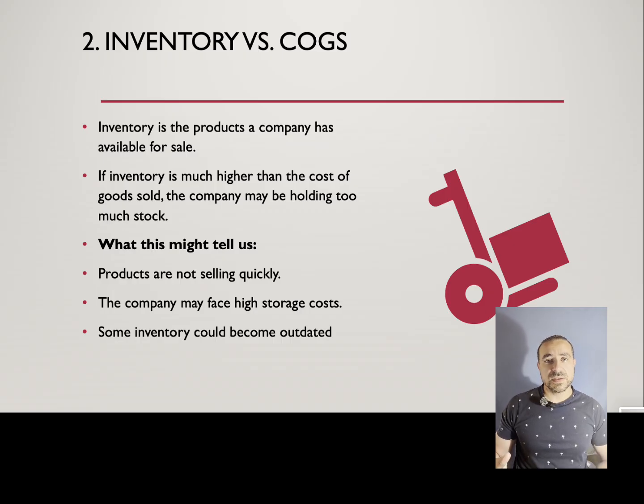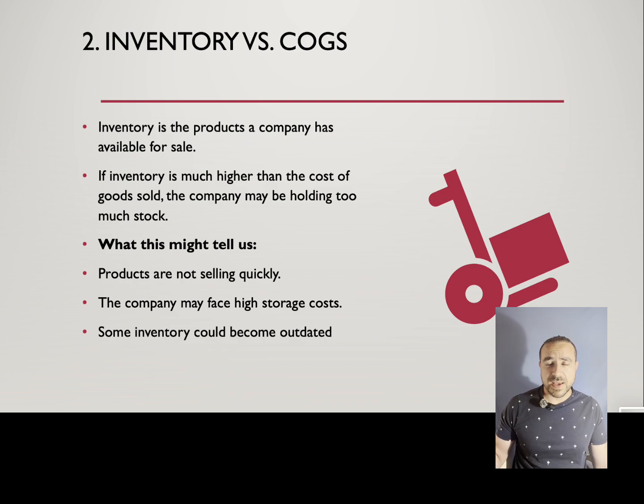The second point that we can see in the balance sheet and income statement is comparing inventory and COGS, or cost of goods sold. Inventory is the product that the company has available for sale. If the inventory is higher than the cost of goods sold, the company may be holding too much stock. And holding stock is not an advantage for the company, because having a huge inventory can lead to high risk for the company.